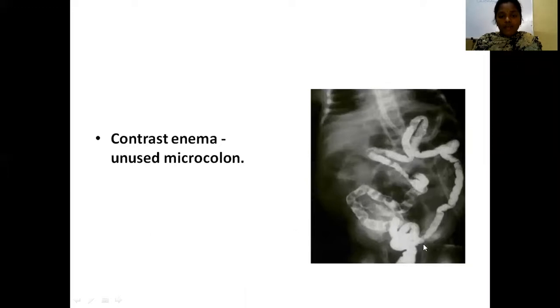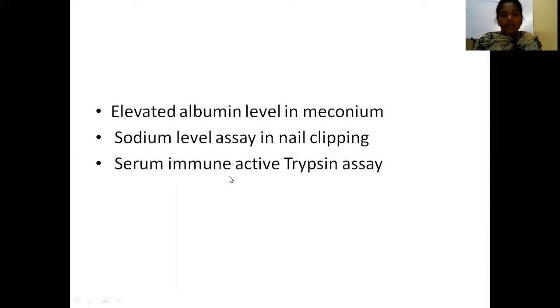Another investigation is barium enema or the contrast enema. Contrast enema shows the unused microcolon. See, this is all the colon. Are you able to appreciate the diameter, which is very narrowed? This is the unused microcolon which you will see in the contrast barium enema. The other investigations to evaluate cystic fibrosis are elevated albumin level in meconium, sodium level assay in nail clipping, and serum immunoreactive trypsin assay.